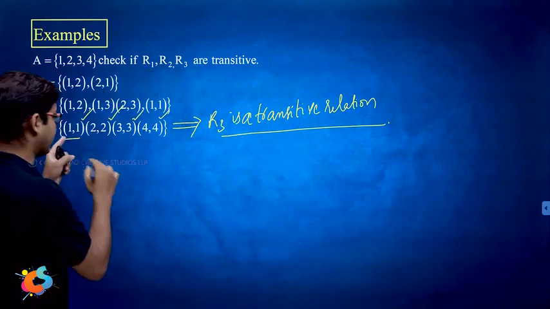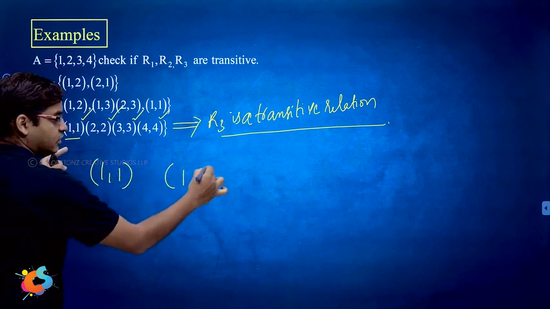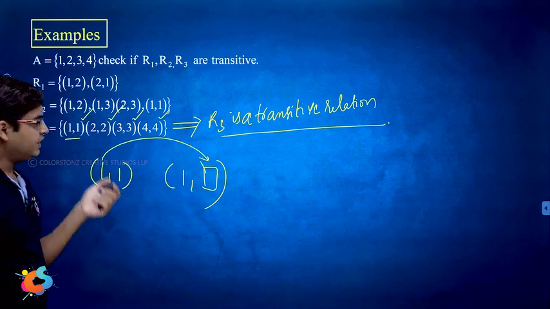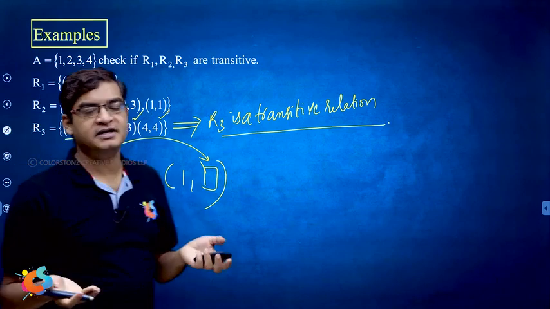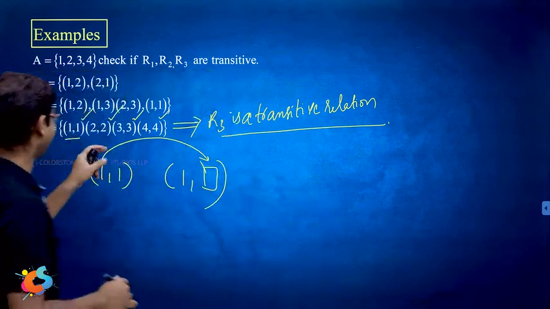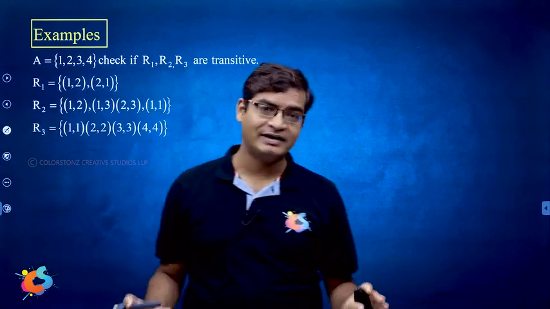If 1 comma 1 is there and any other ordered pair is starting with 1, then only you should do the checking for 1 to this one. Here there is no other ordered pair starting with 1. So no checking is needed. Nowhere has the rule been broken. Okay, fine. So that is how you have to check if it is transitive or not transitive.